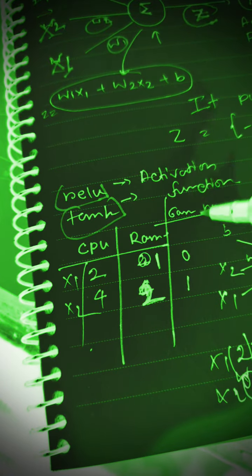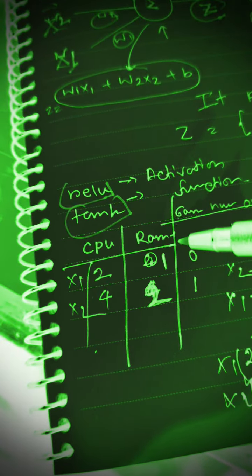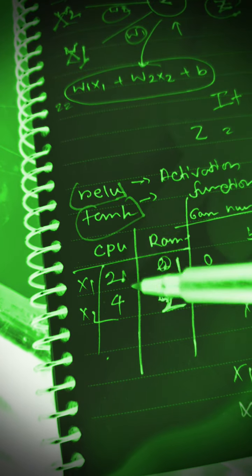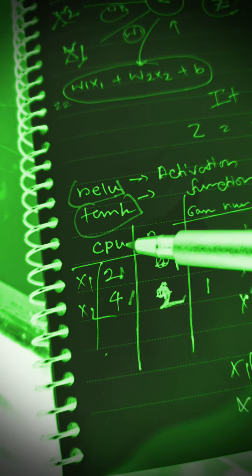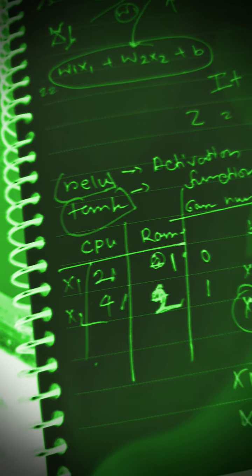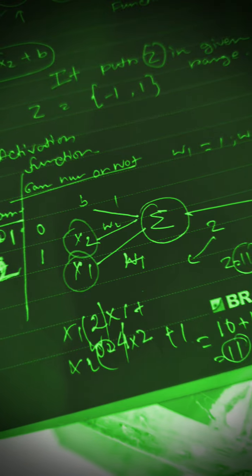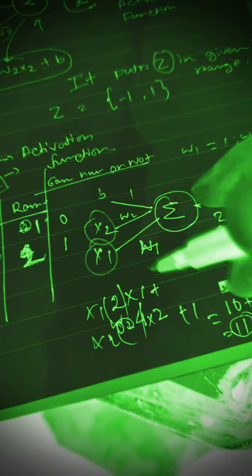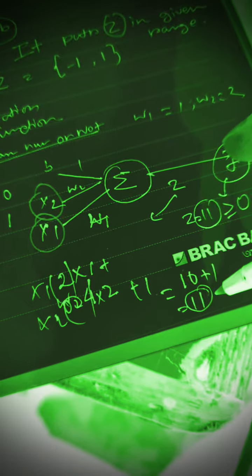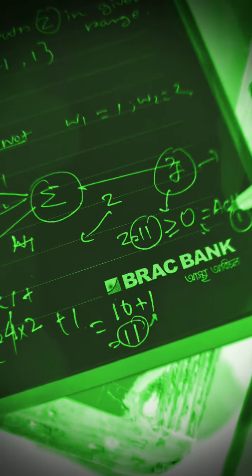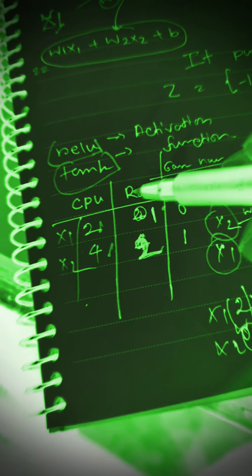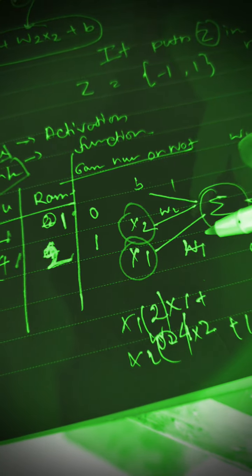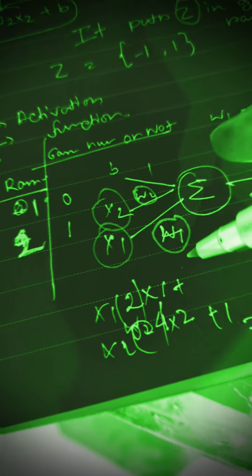Let's say you want to play a game, and you have CPU and RAM as parameters. So you have a 2 core CPU and a 4 core CPU, and RAM of 1 or 2 GB. We'll give CPU as x1 and RAM as x2. On these inputs of your model, the summation function will calculate the whole thing, and if it is greater than 0, then the game will run. Every time in the training phase, it will determine what the weights should be, right? The weights will change, and based on that, it can predict whether the game will run or not.